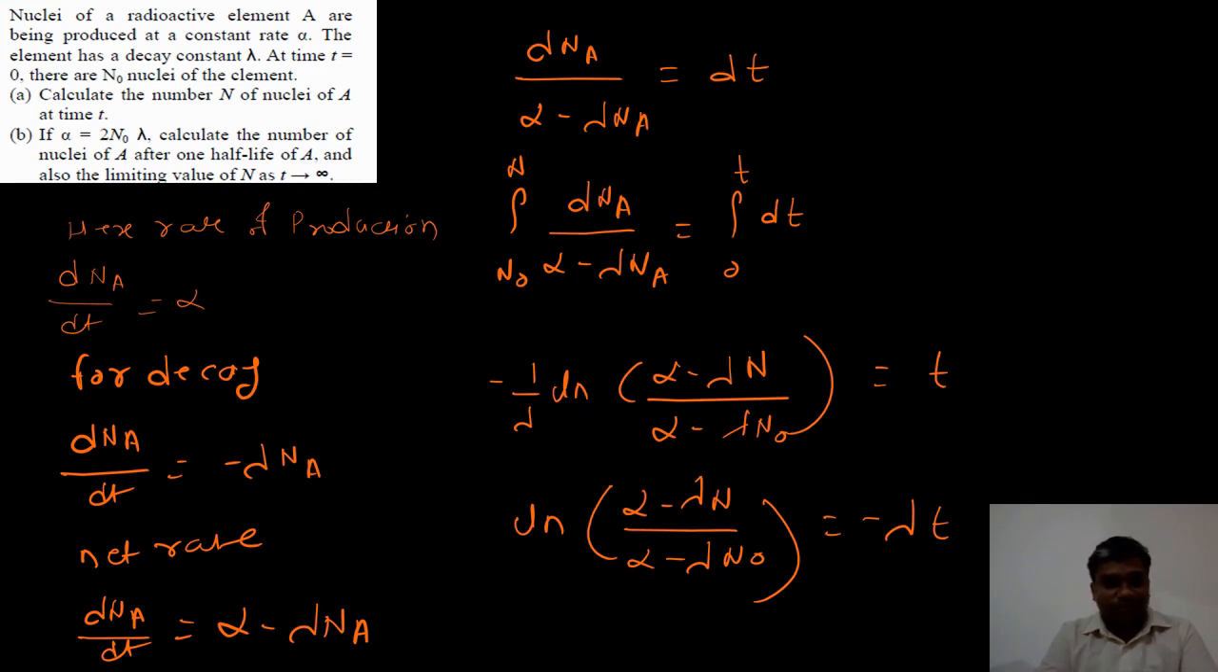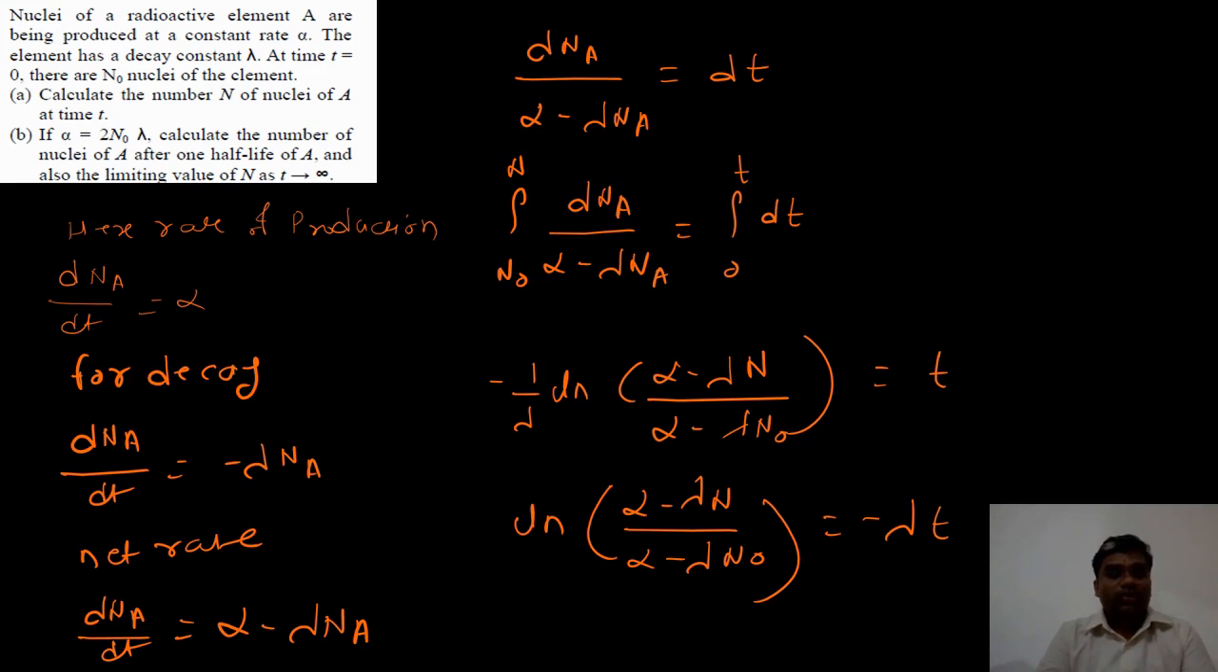Hello students, today we have a problem from radioactivity. The statement of the problem is: nuclei of radioactive element A are being produced at a constant rate alpha. We have one radioactive element, A, which has a production rate alpha. The element has a decay constant lambda, and the disintegration of element A happens at the rate lambda, which is a constant.